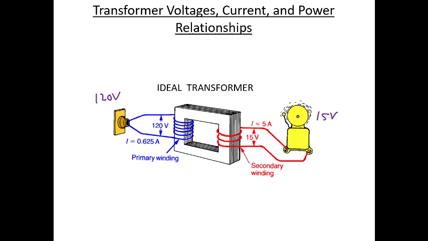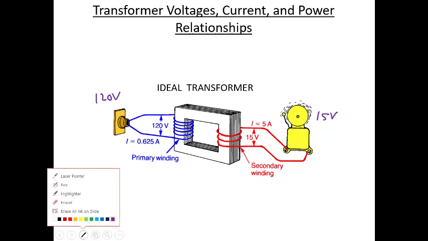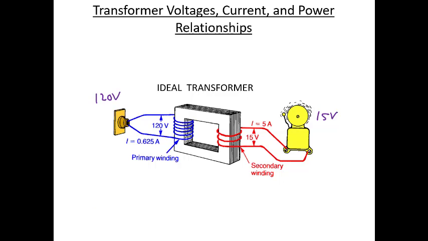When we look at the transformer, the way the transformer is going to work, the power going into the transformer is going to equal the power coming out. And so what we'll notice here is that we have voltage and current going into the transformer, and then we have voltage and current coming out, and they're going to follow this relationship. And so that means that the voltage and current in the primary equals the voltage and current in the secondary.